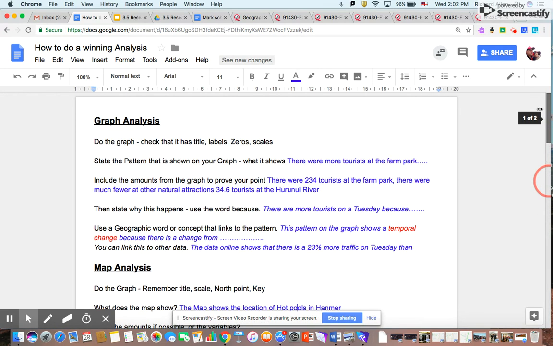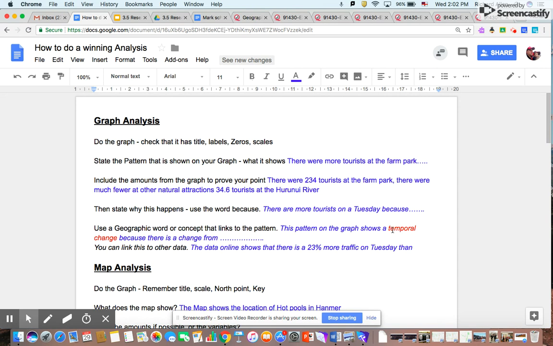And here's some ideas about doing a graph analysis. First of all, state the pattern. Say the amounts in there. So say the actual amounts. The next one is state why this happens. The reason what's on your graph is because, and come up with some reasons. Now you've got to use geographic wording in here, and that will get you your next grade.